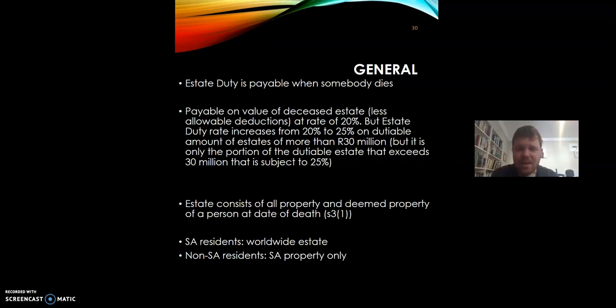At the same time, estate duty increases from 20 to 25% on estates worth more than 30 million. Now, this should be sounding very familiar to you because of donations tax. Remember, donations that exceed 30 million in your lifetime after the certain date are at 25%. Well, now what we have, if your estate is bigger than 30 million, the excess portion is at 25% and not 20. Okay. It includes all property and deemed property that you had at the date of death.